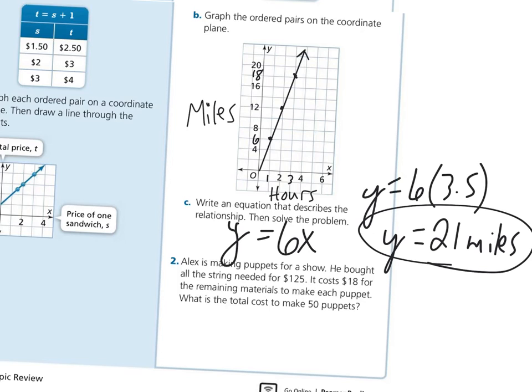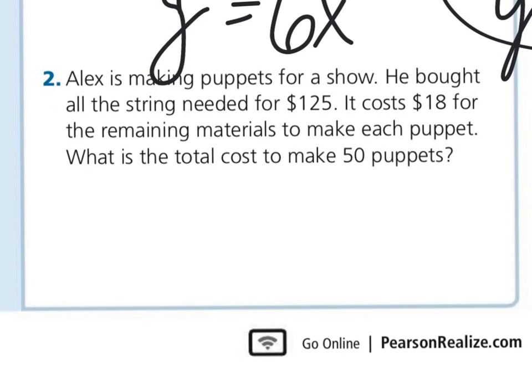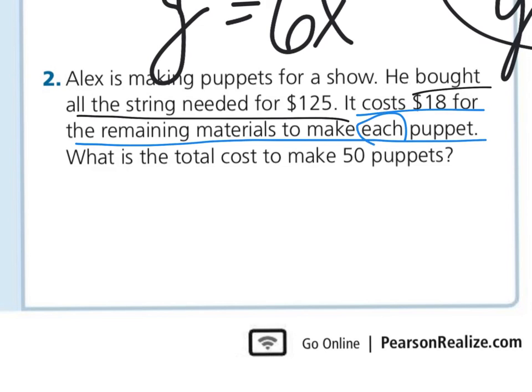And then on number 2, Alex is making puppets for a show. He bought all the string he needed for $125. It costs $18 for the remaining materials to make each puppet. And the question is, what's the total cost to make 50 puppets?